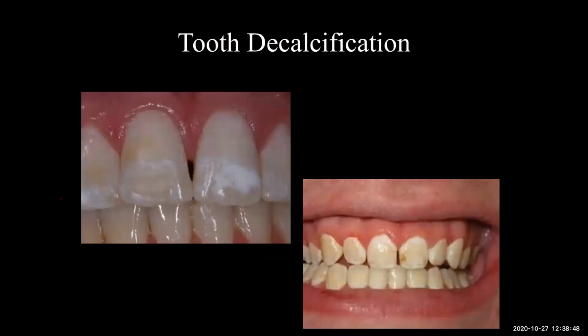Tooth decalcification. Is it decalcification? Is it hypocalcification? Hypocalcification is it was never formed. Decalcification is it was formed and then it's been leached out. Or is it fluorosis? You really don't know. So we're treating everything as if it is decalcification. White spot lesions, we're doing OHE and nutritional counseling on our patients. And cosmetically, we're seeing what we can do to help bring about those white spots and make them less obvious for the patient.